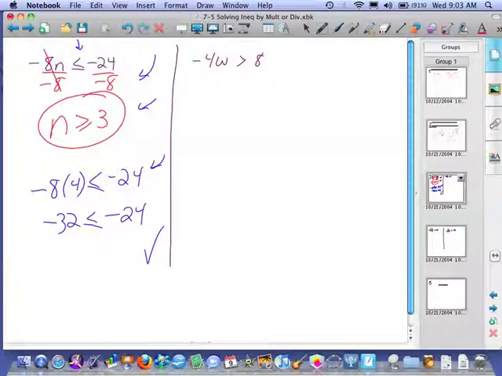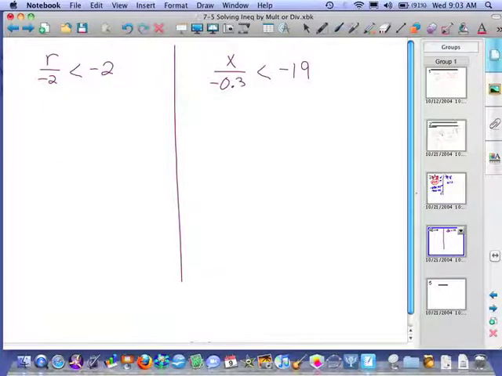So we also have negative 4 times w is greater than 8. Divide both sides by negative 4. The negative 4s cancel each other out. W is less than 2. Remember, we switched the symbol because we divided by a negative number. On this board, we have two examples. We have r divided by negative 2 is less than negative 2 on the left. And on the right, we have x divided by negative 0.3 is less than negative 19.